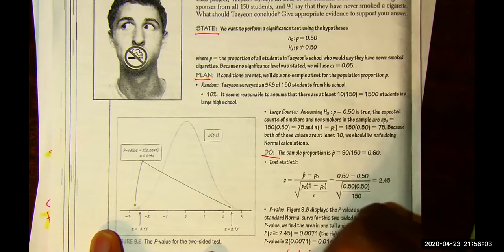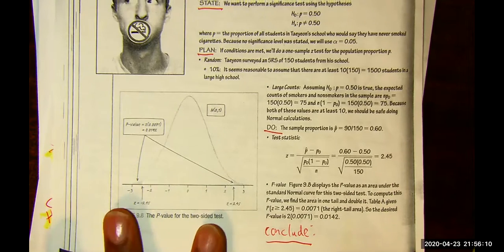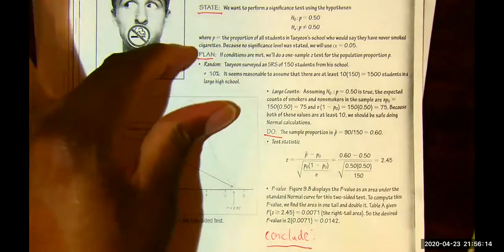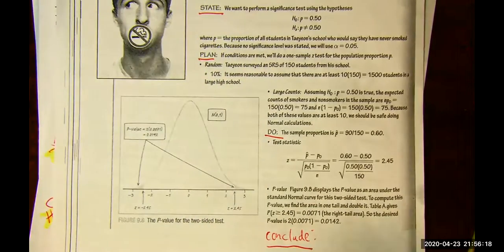Make sure you do state, plan, do, conclude for all of your word problems, especially those taking the AP exam. That will keep you from making careless mistakes. Some of you guys lost 10 points because you didn't have the conditions portion, the plan portion. You need to write things out.